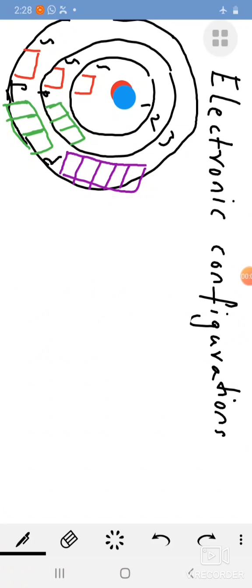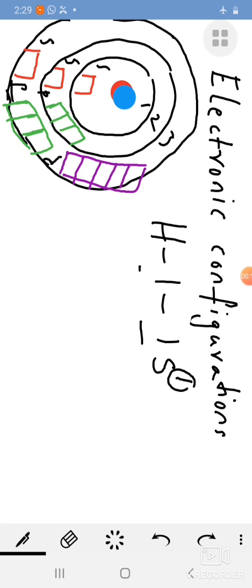Friends, today we are discussing the electronic configuration of elements. The first element in the periodic table is hydrogen. Its atomic number is 1 and its electronic configuration is 1s1. The 1 indicates the shell present, and the power, the numerical power, is equal to its atomic number, that is 1. Here the electron is filled in the s orbital like this.